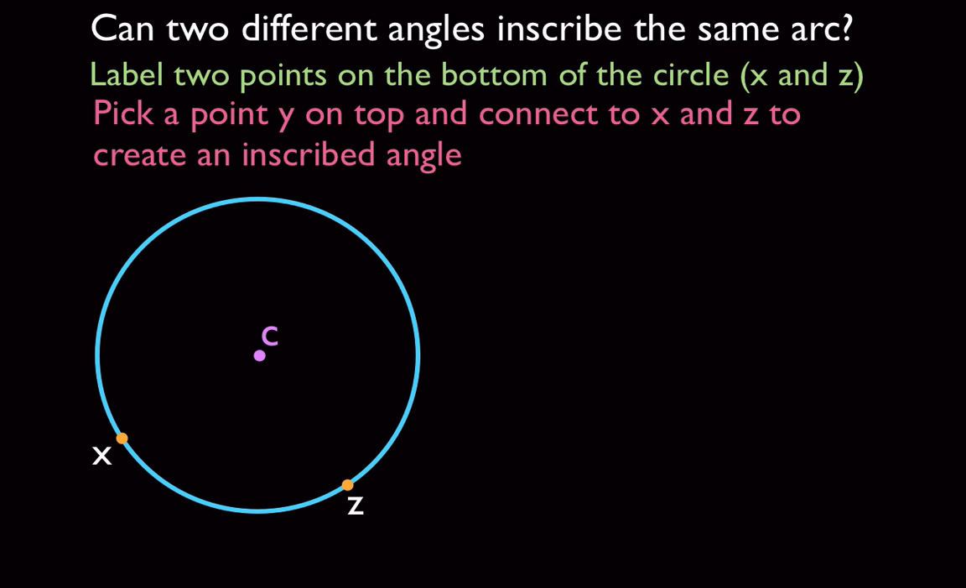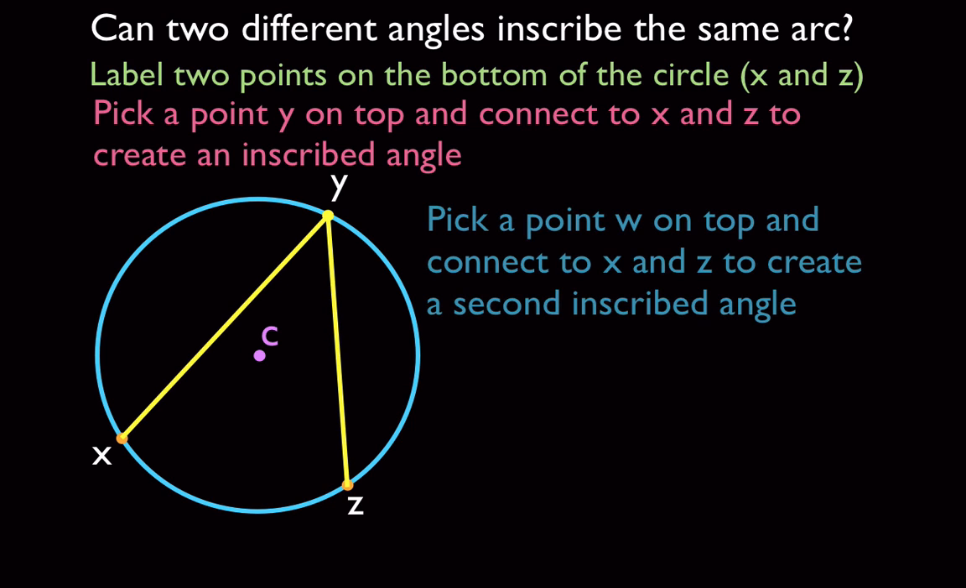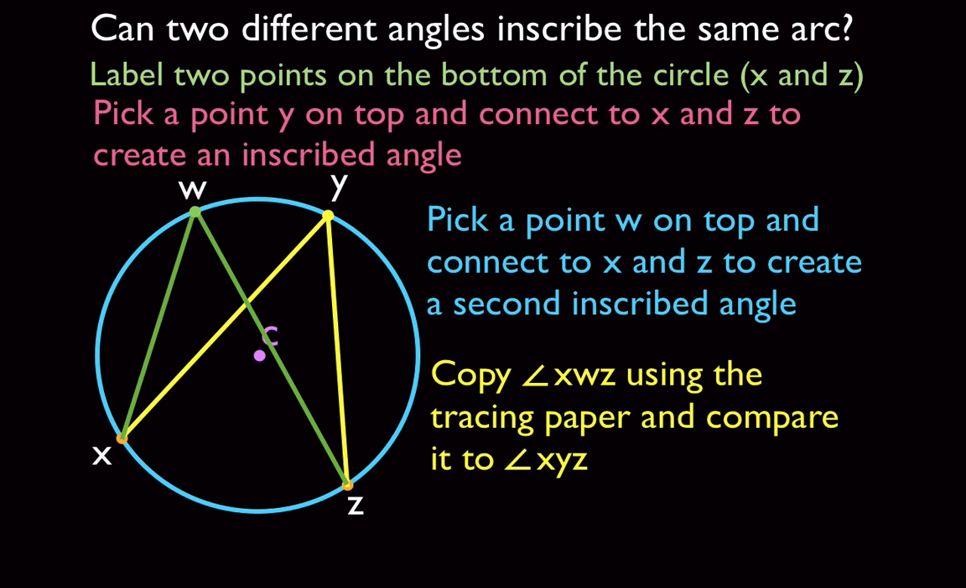Now pick any point on top, y, and connect those. Now you're going to pick another point, w, anywhere on top as well, and connect that as well. I want you to trace one of them. Trace x, y, z, the one that I have in yellow. Trace the first one, but it doesn't really matter. You're going to trace either angle, and compare it to the other one. Just take a second to do that.